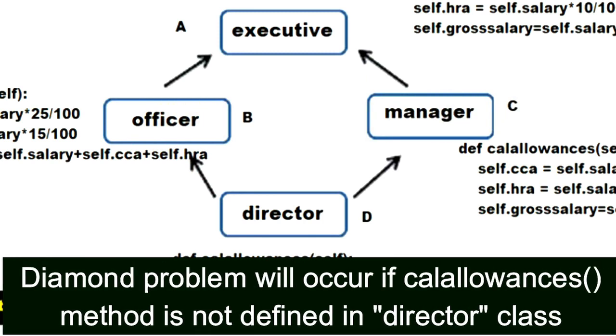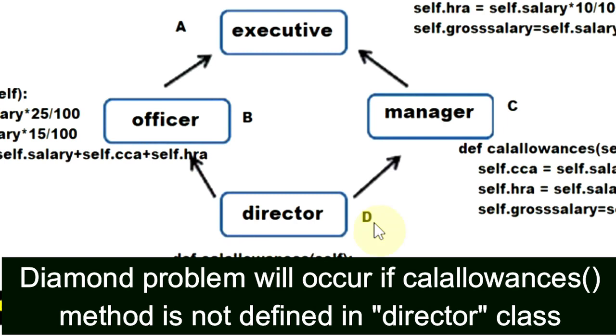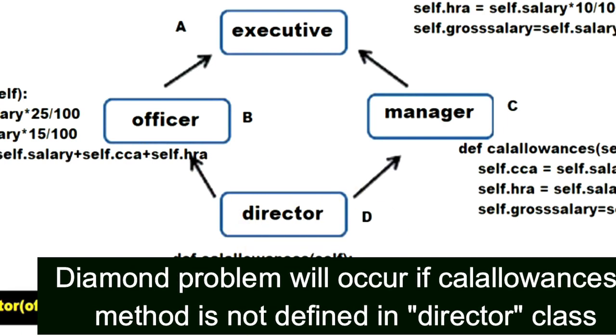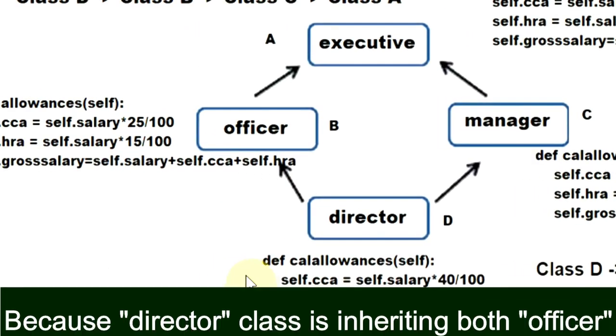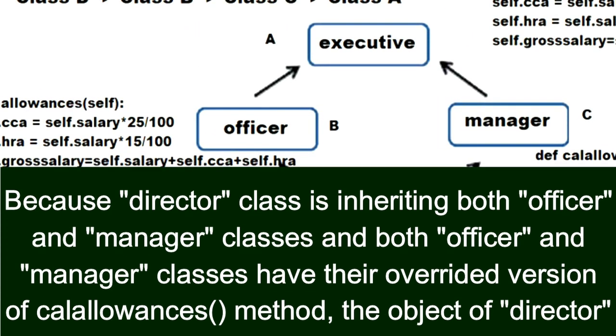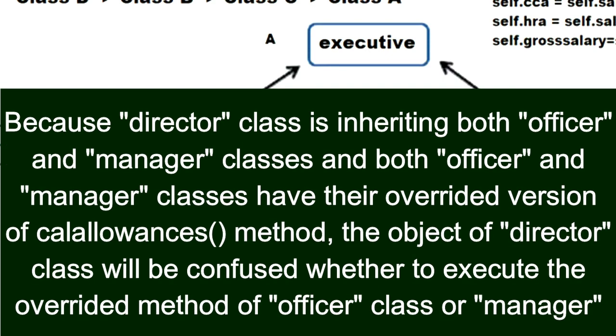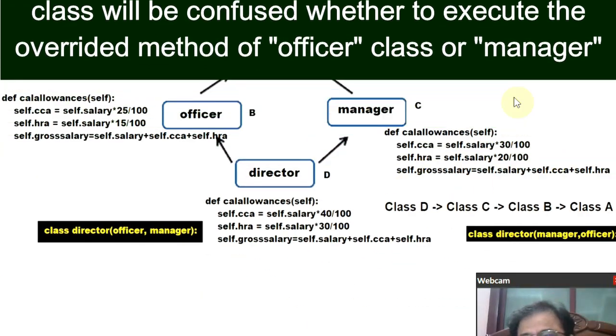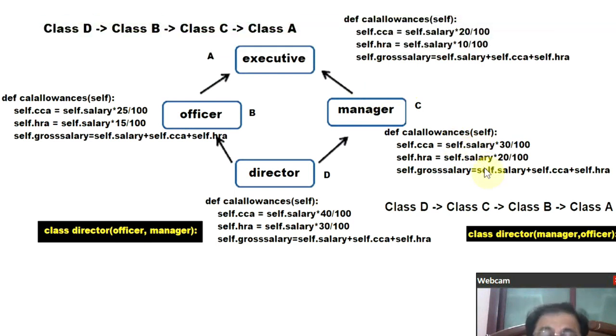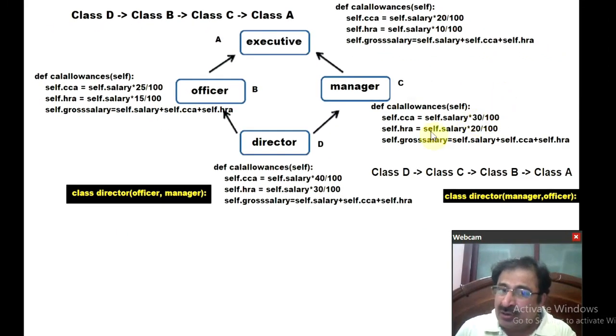The diamond problem will occur when this cal allowance function is not defined in the director class, and the director class is doing multiple inheritance by inheriting the officer class as well as the manager class. Now when the cal allowance function is invoked through the object of the director class, how will Python resolve whether the cal allowance function of the officer class or of the manager class has to be invoked? Because the object of the director class has two copies of the cal allowance function, one through the officer class and another through the manager class.